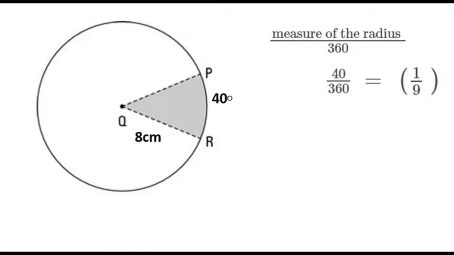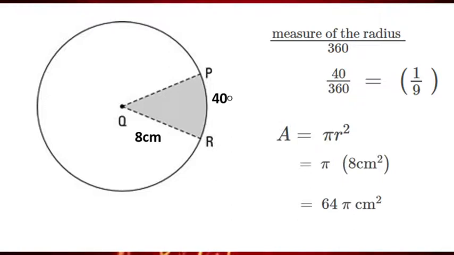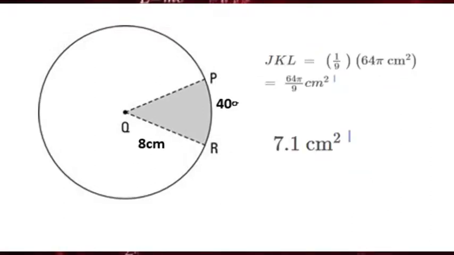Next is to find the area of the circle using the equation A equals pi r squared, where r is the length of the radius. By substitution, we now have 64 pi centimeters squared. Now get the product of the ratio and the area of the circle, where sector JKL is equal to 1/9 times 64 pi centimeters squared, which equals 64 pi over 9 centimeters squared. With computation, we get approximately 7.11 centimeters squared.